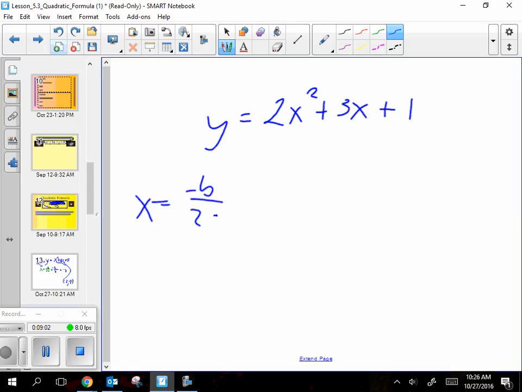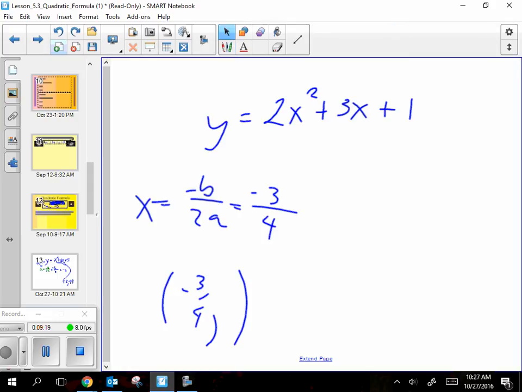Negative b over 2a, which means negative 3 over 4. Negative 3/4. Ooh, ick. But you can still do it. The x is negative 3/4. The y will be some other fraction probably, or decimal. I know some of you are grabbing your calculators. If you didn't have a calculator, could you do it? You could.